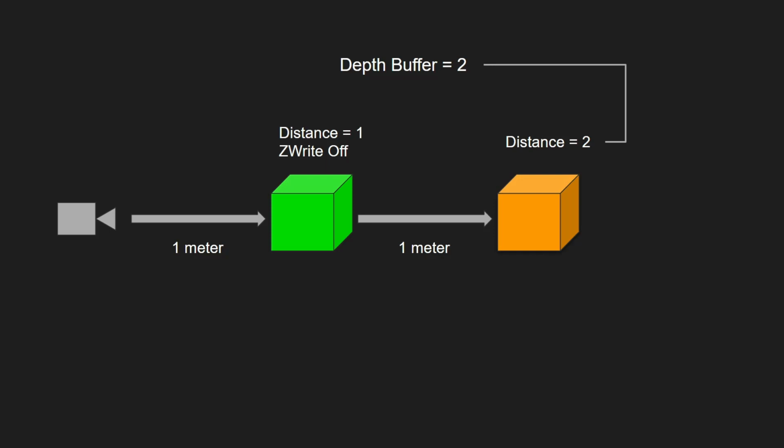So you can imagine that this would be pretty weird if you had an opaque object with ZWrite off, because then you'd have some unexpected results with two objects which are sort of overlapping. But if you have a transparent object, like let's say a window, then you want to turn ZWrite off because you want to see the objects that are behind the window.